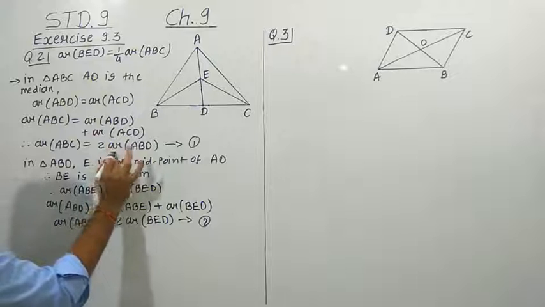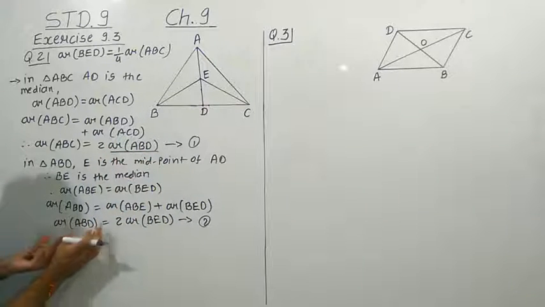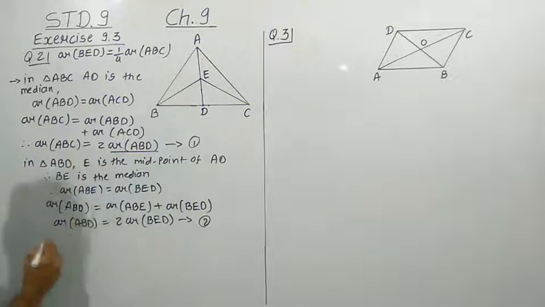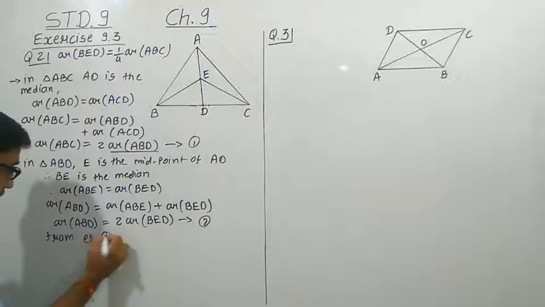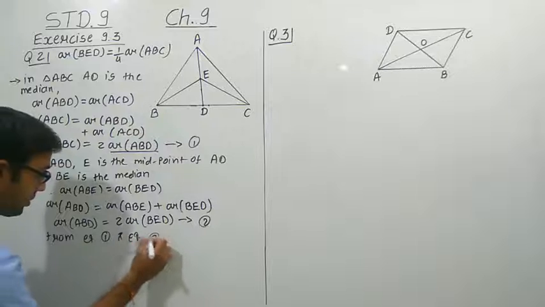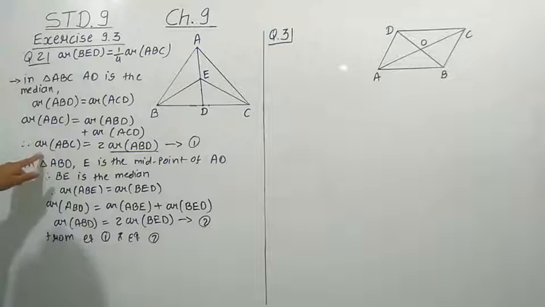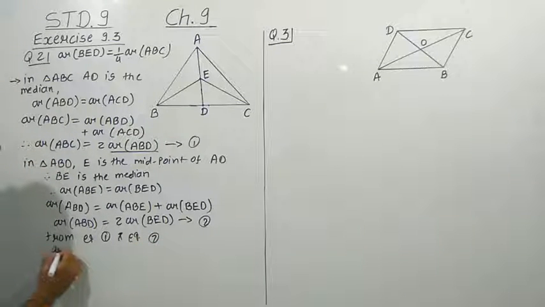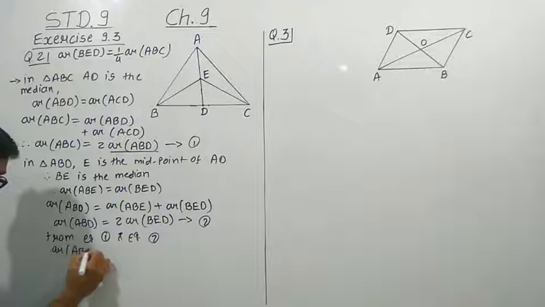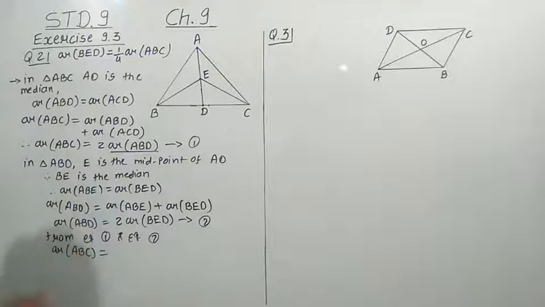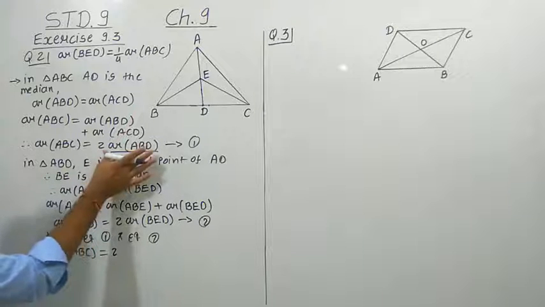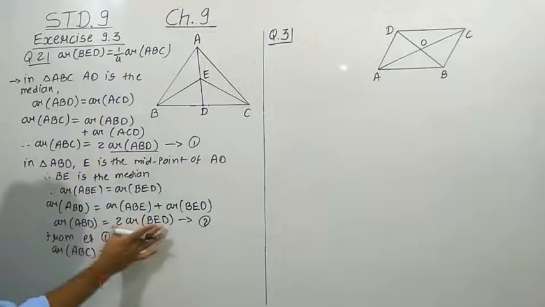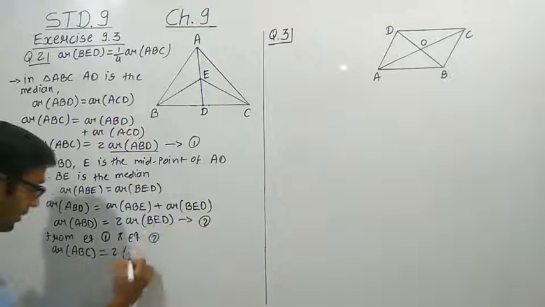So in place of this area of BED, we can put these values, right? So from equation number 1 and equation number 2, what can we write down? This area of ABC is equal to, see, here 2 will remain as it is. We are now replacing this area of ABD with twice the area of BED.